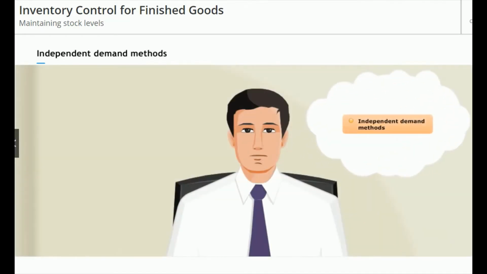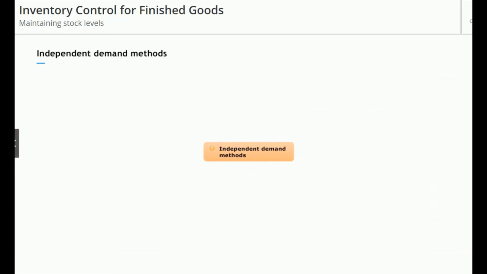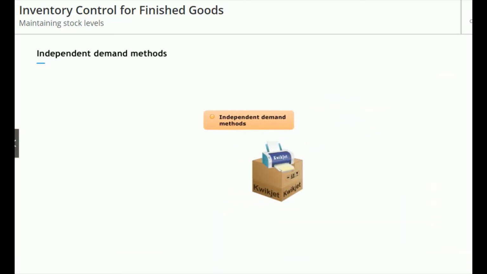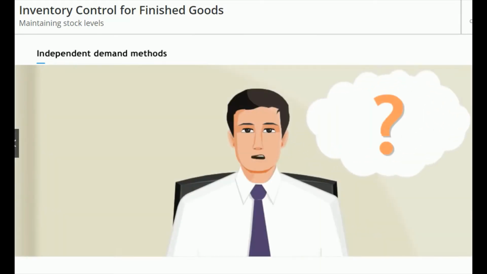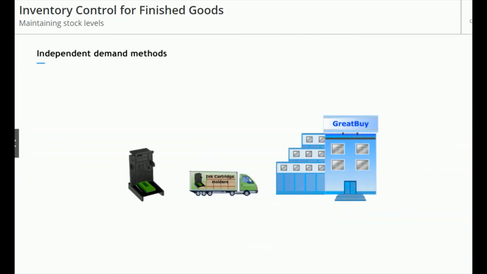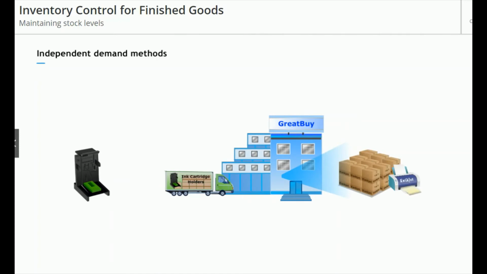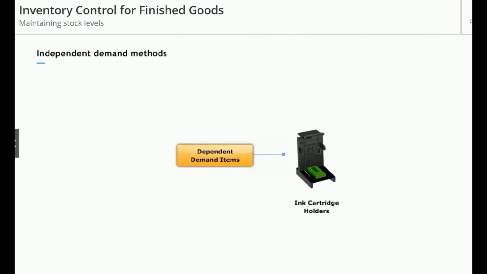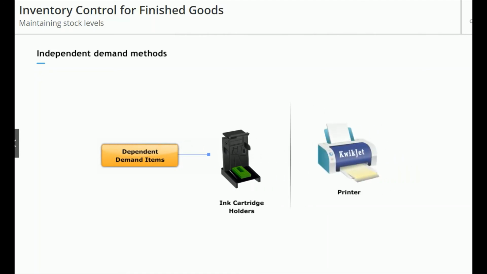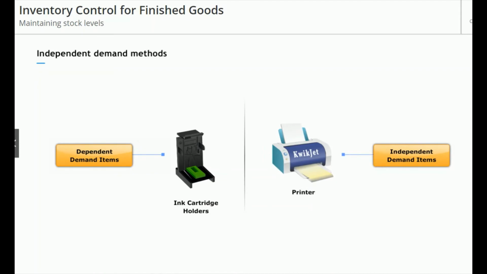Independent demand. Sounds complicated. Not at all. It means that the demand for the item is not linked to the demand for any other item. Isn't that every item? No, think about ink cartridge holders, a component of the QuickJet. The amount we buy depends on the demand for QuickJets. I see. So ink cartridge holders are a dependent demand item. Yep, but the printers aren't linked to anything else, so they're an independent demand item.